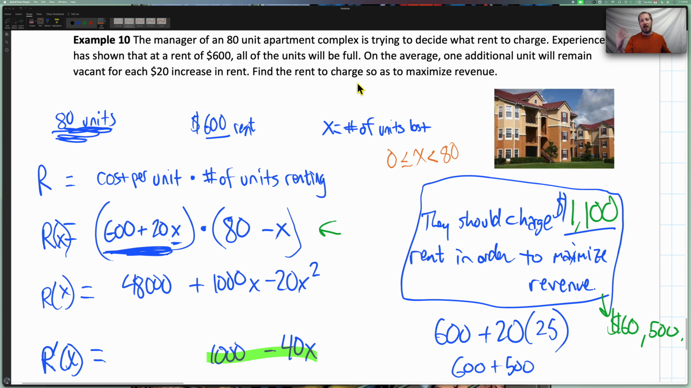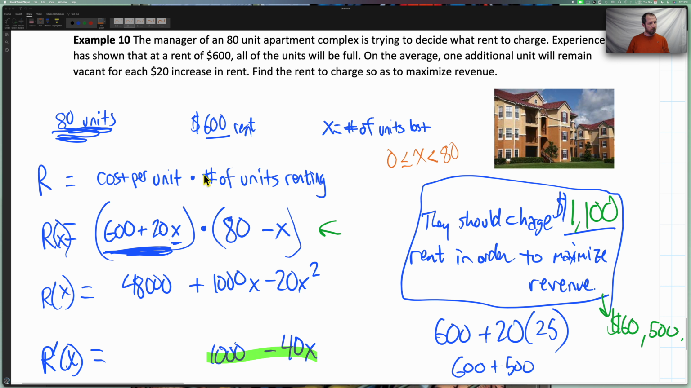Read the problem. There's not really a picture to label to go with this one. State what we're trying to optimize. We're trying to optimize revenue. So how do we find revenue? Revenue, like we said, is cost per unit times the number of units. All right, so it's a product. So we need to be able to model those two things, cost per unit and the number of units that are renting, in order to find this revenue.